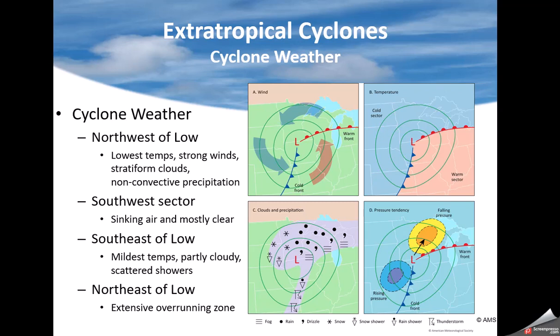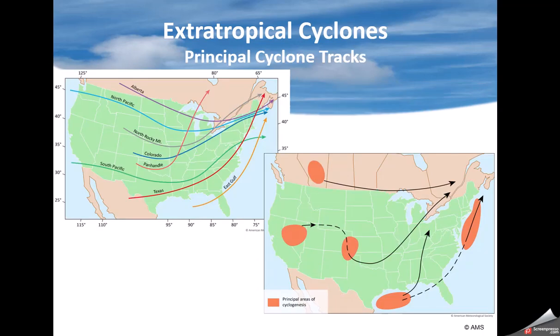If that low shifts slightly one way or another, you may be in the warm sector or you may be in the cold sector. And it can make a huge difference in what your precip is going to be. Lows move all over the place and form. Some of the biggest ones form out of the Gulf of Mexico and come along the east coast.